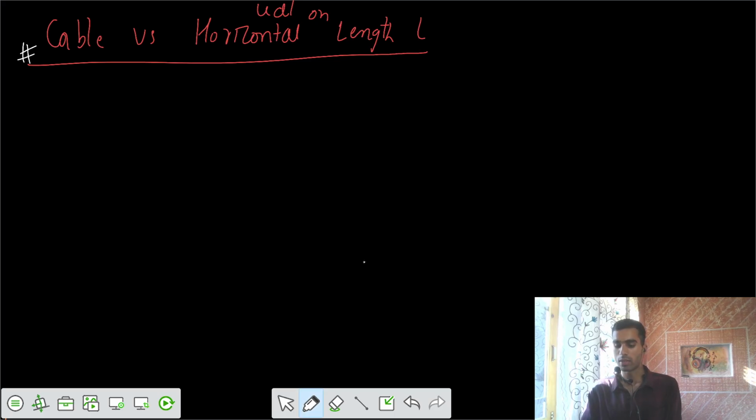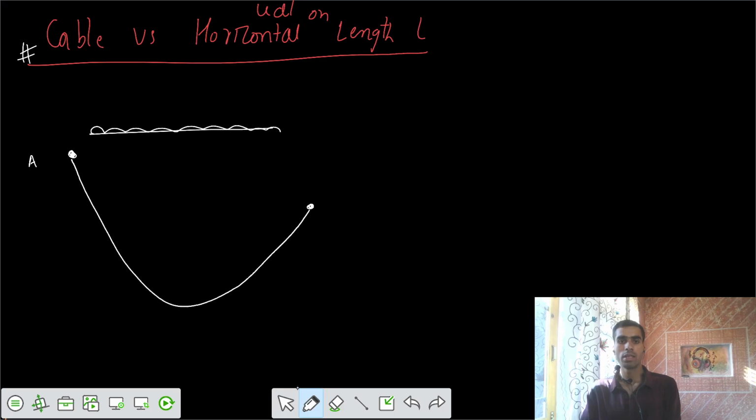We have to go for the analysis. We have member A here, support A here, and we are applying that UDL. Because of that UDL, initially the two supports were in this fashion. If the cable was not flexible, it would have been here. But because of the loads, it has deformed in this fashion.